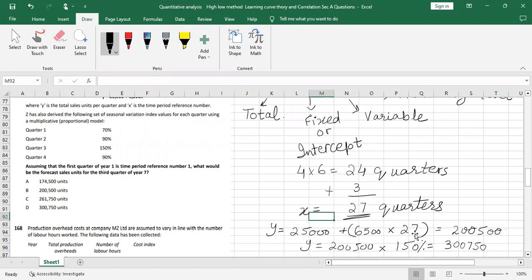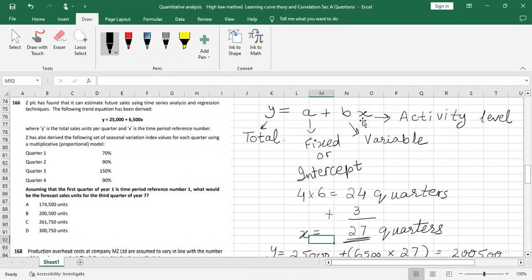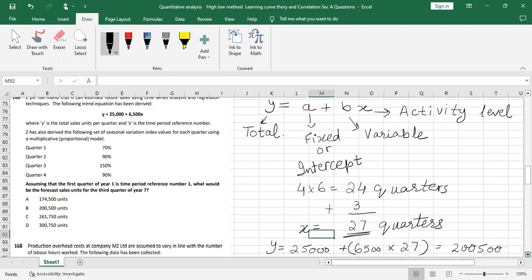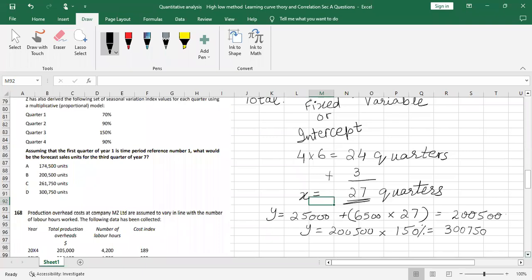So you need to understand such type of MCQs quite carefully. First, a very important thing is to understand this formula, y is equal to a plus bx. Then you need to understand the reference number carefully, and then you need to understand the use of percentage. If percentage is not provided, then the question will provide you the number of units and you will use the additive value, which means rather than multiplying by 150%, you will add the given number or given value.